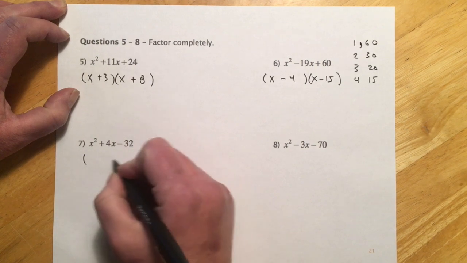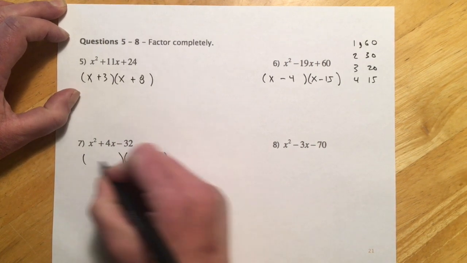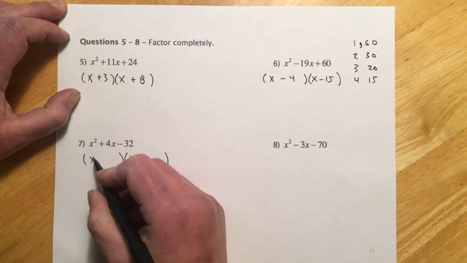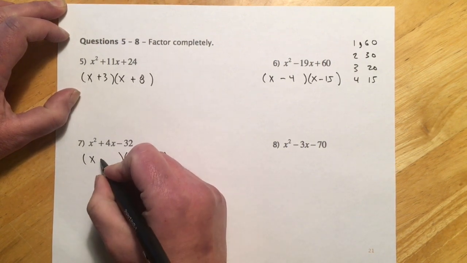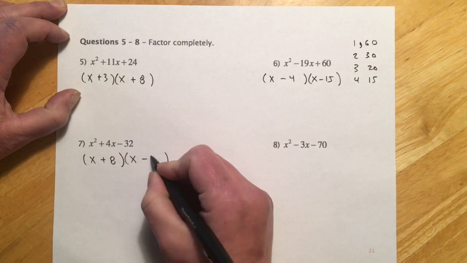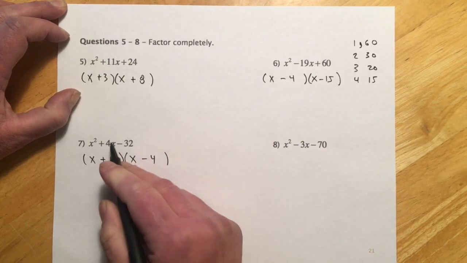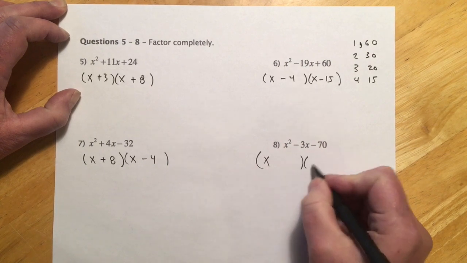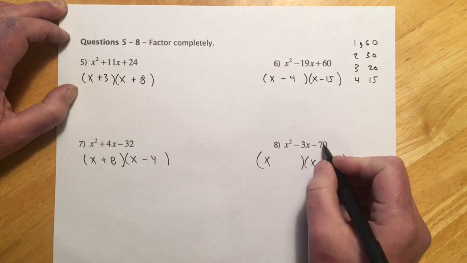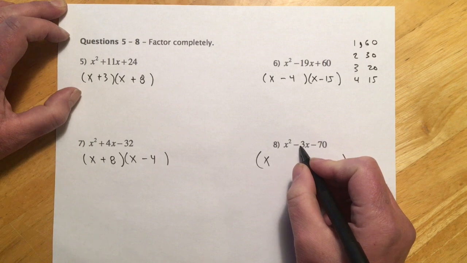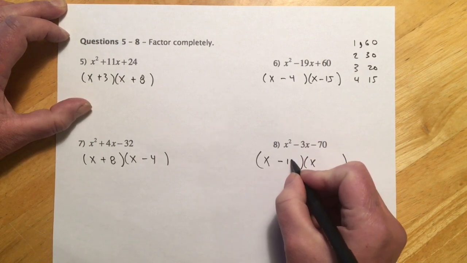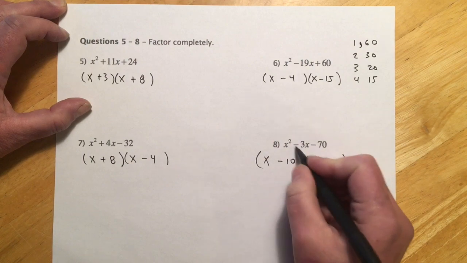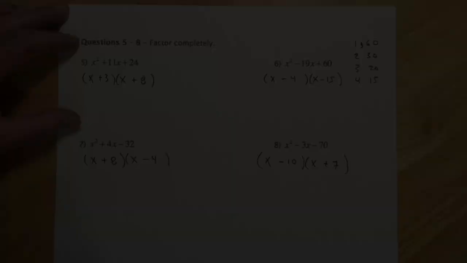This one, we got multiplies to a negative, so that means I have mixed signs, and adds to be a positive, so that means my big number is going to be the positive one, and that looks like it'd be 8 and negative 4, multiplies to negative 32, adds to be 4. Here, same thing with the x's, multiplies to negative 70, adds to be negative 3, so that sounds like negative 10 and positive 7. Again, notice the big number is negative because the middle is negative.